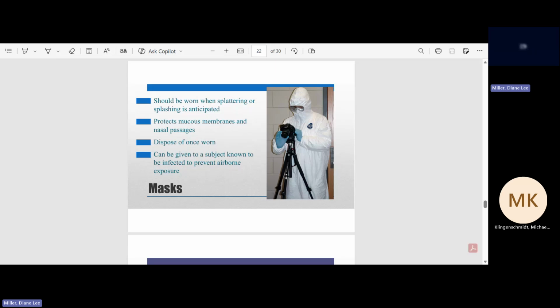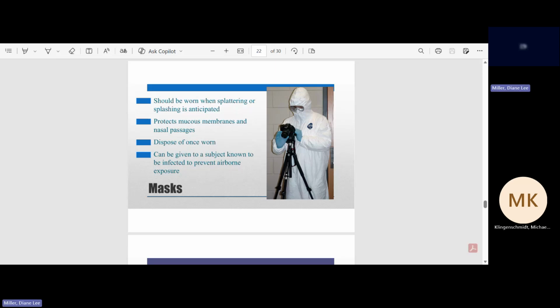Masks, we dealt with a lot in 2020 and 2021. We should make sure that we're considering wearing masks if there's going to be any potential splattering or splashing. Make sure that if you know somebody has an airborne or droplet infection, so things like the cold, the flu, tuberculosis, COVID, that we are wearing the appropriate mask. So if it's going to be airborne exposures, so those micro droplets from tuberculosis and COVID, you want to wear an N95. If you are dealing with the cold or flu, those are larger droplets, and a regular face mask is appropriate.